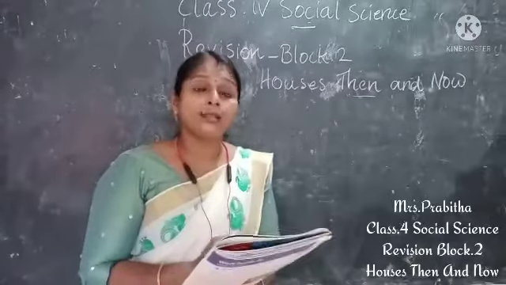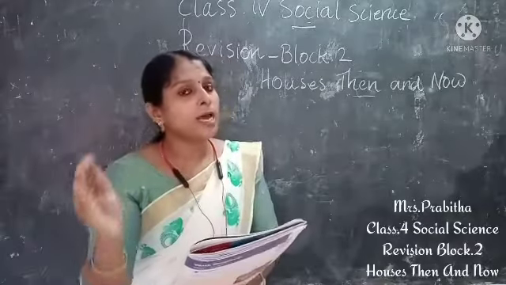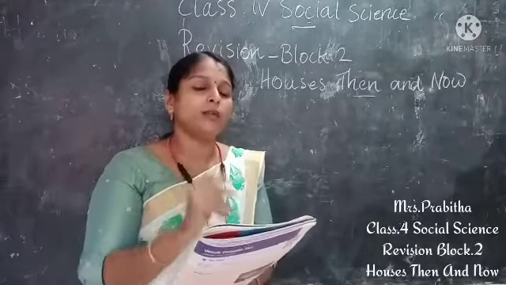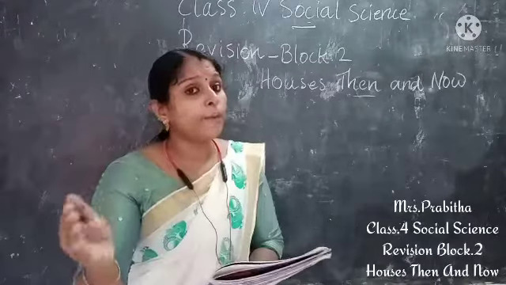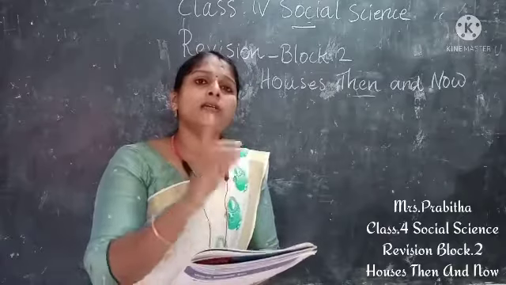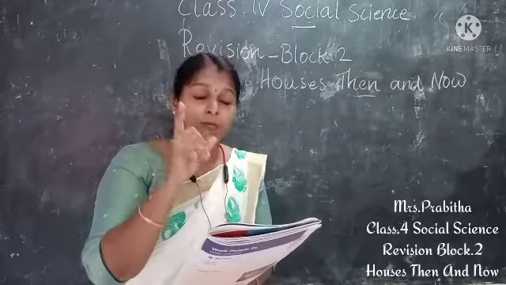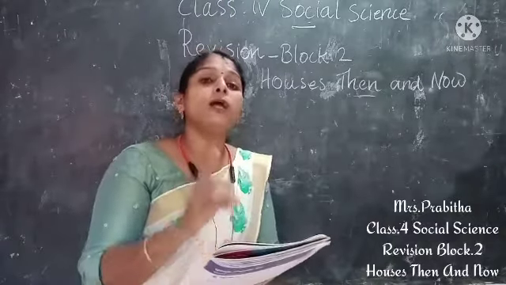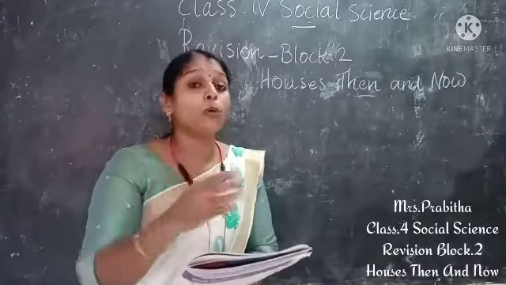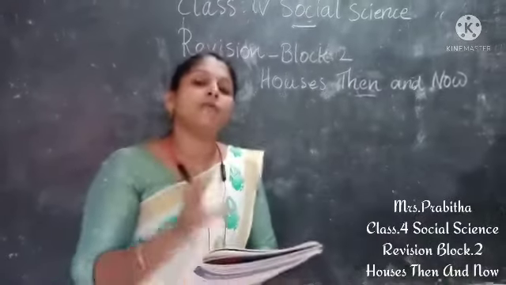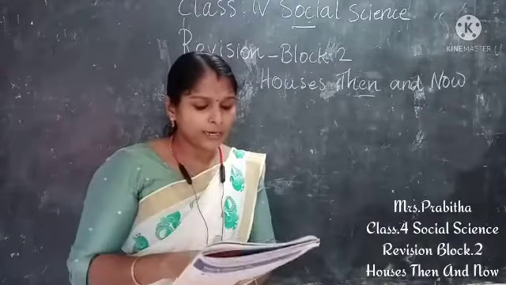Then the seventh question: how are mud huts different from brick houses? How are they similar? Mud huts are made of mud; brick houses are made of bricks. Mud huts are small, brick houses are big. In a mud house there will be only one room for cooking and sleeping. But in brick houses there will be separate rooms for cooking and sleeping. Like that you can write differences.